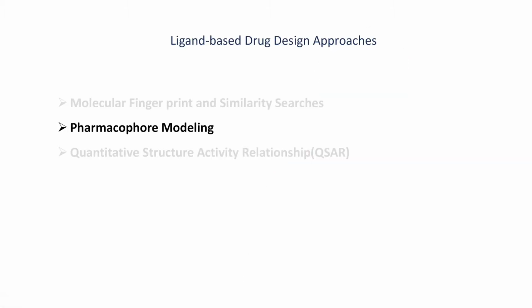Unlike similarity search-based methods, QSAR and pharmacophore modeling methods consider physicochemical properties most important for their desired interaction, discarding extraneous information not relevant to the desired interactions. So, the second ligand-based drug discovery approach is pharmacophore modeling.